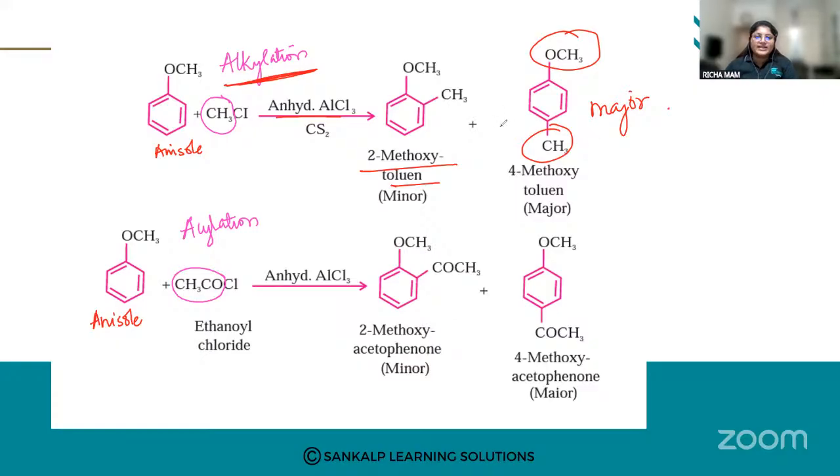Then when you see acylation, what is the electrophile here, students? In the alkylation, it is the alkyl group, CH3 plus, which is the electrophile. Here in acylation, it is the CH3CO group. It will attach to the ortho and para positions. Again, the para position is the major product. So these are the Friedel-Crafts acylation reactions.